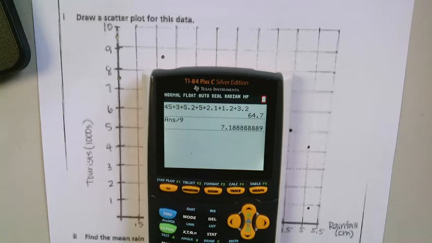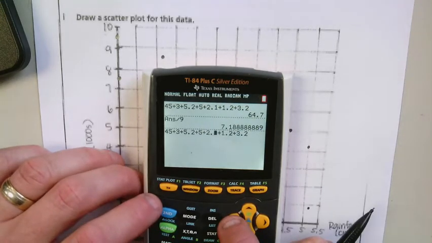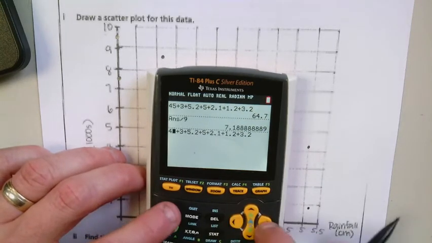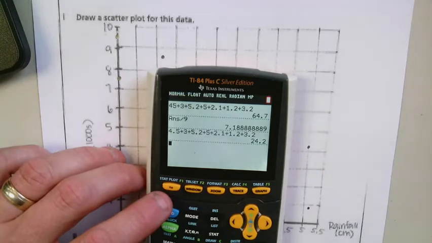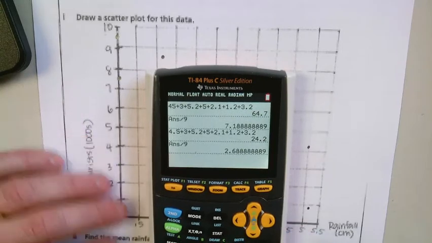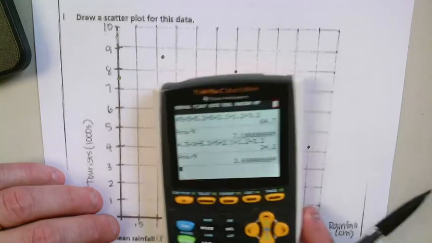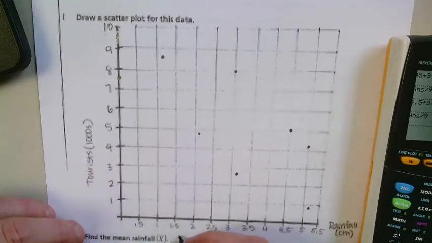And so I get, did I do that right? Oh, you know what? This is why I got it wrong. Not 45 there for that first one. It should be 4.5. So let's try that. There we go. Divide that by 9. That looks better, okay? So your average rainfall per week, again, we add all the rainfall divided by the number of weeks, is going to be 2.7 centimeters.